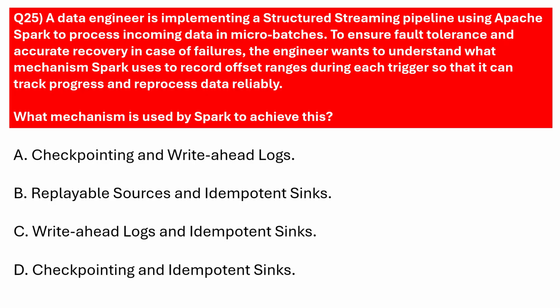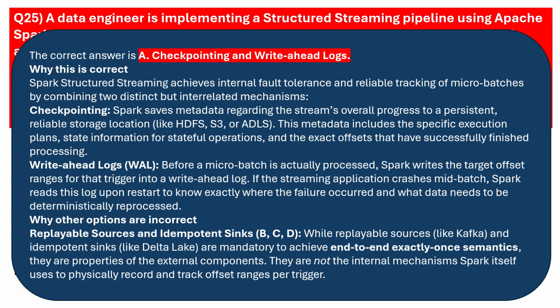A. Checkpointing and write-ahead logs. B. Replayable sources and idempotent sinks. C. Write-ahead logs and idempotent sinks. D. Checkpointing and idempotent sinks. The correct answer is A. Checkpointing and write-ahead logs. Why is this correct?